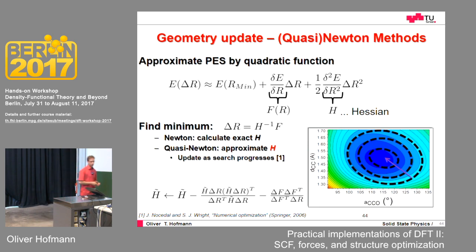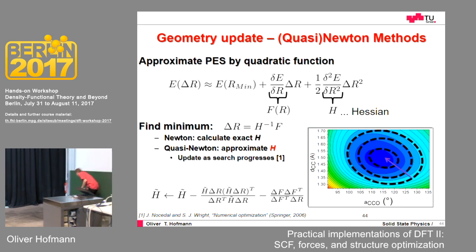We had this one case where somebody calculates a molecule on the surface, and I would like to give you an example where this initial guess Hessian makes a big difference.